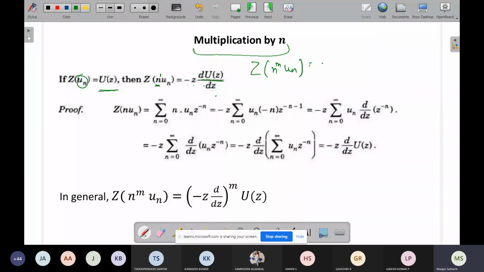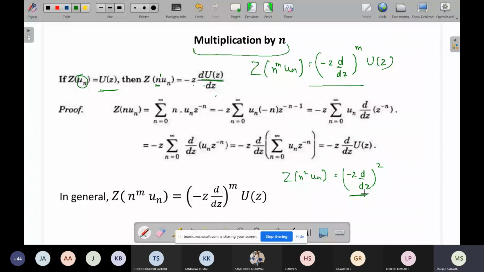then minus z d by dz to the power m applied on U(z). So it's not like you directly take it as a square. Suppose you are multiplying by n square with u_n, that means minus z d by dz. Now this would be considered as an operator only, not any term whose square is given. So this is a differential operator.